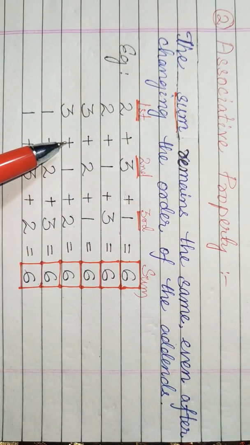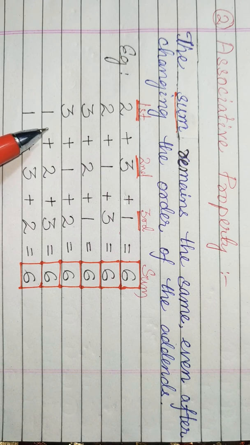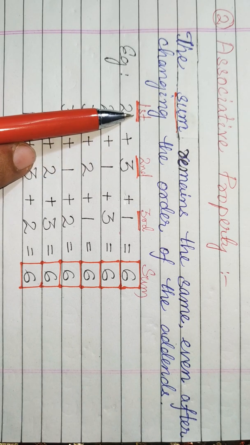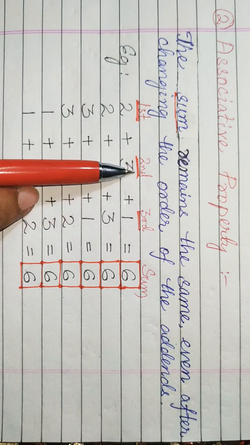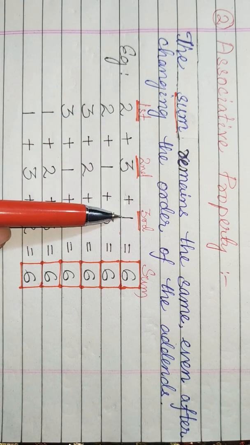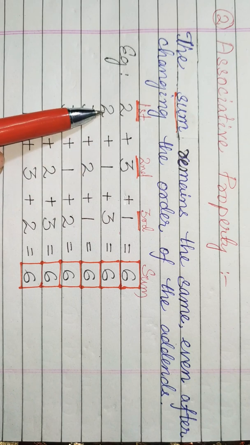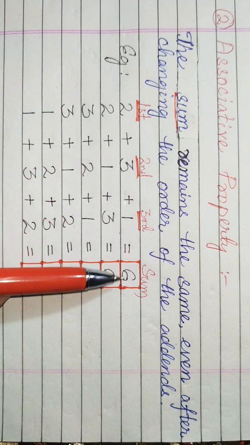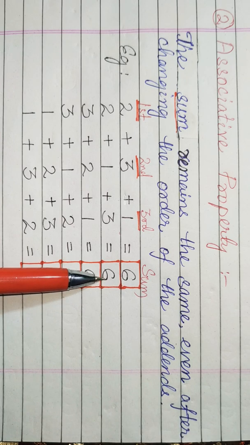This is also the same as the first one, but there we had only 2 addends. Here we have more than 2. It may be 3, it may be 4 or many more. You see, I have taken an example. First place, second place and third place. See, 2 plus 3 plus 1. Here I have written 2. I brought 1 here. I brought 3 here. The sum is 6 as well as 6.